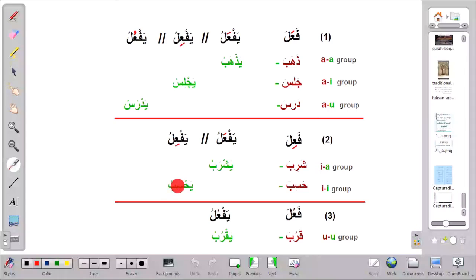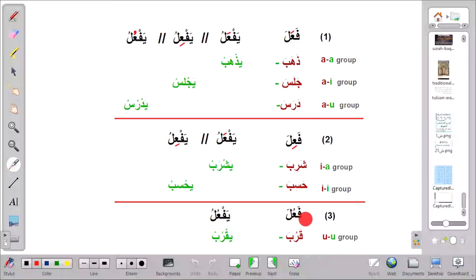I hope that is clear. Okay. Now the last one is where we have the middle letter having Dhamma. So for example, Qaruba. Qaruba means it came close. Okay, so if I say Qaruba al-imtihan, the examination is close. You have to prepare, if you are talking to your students.